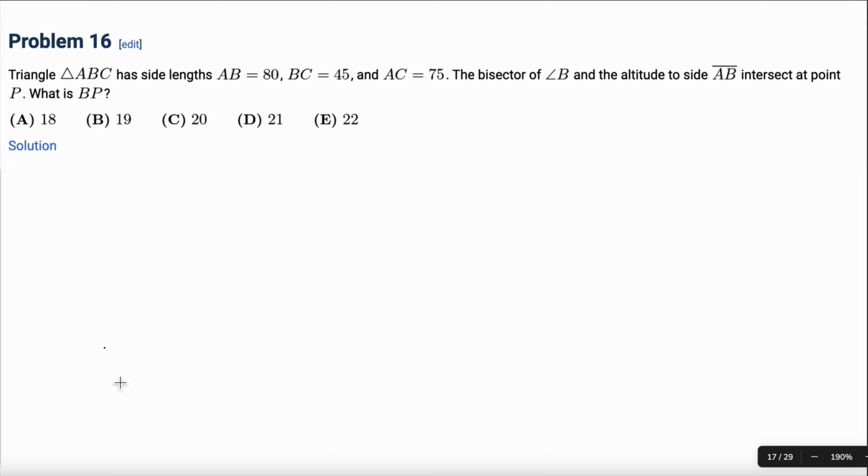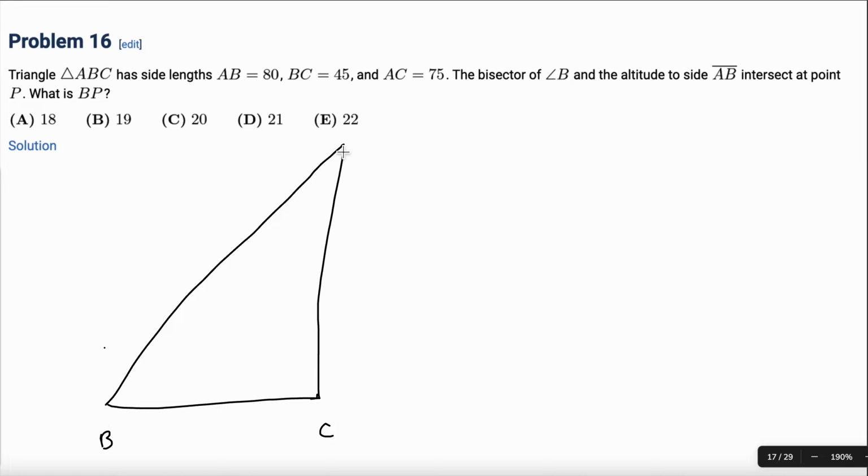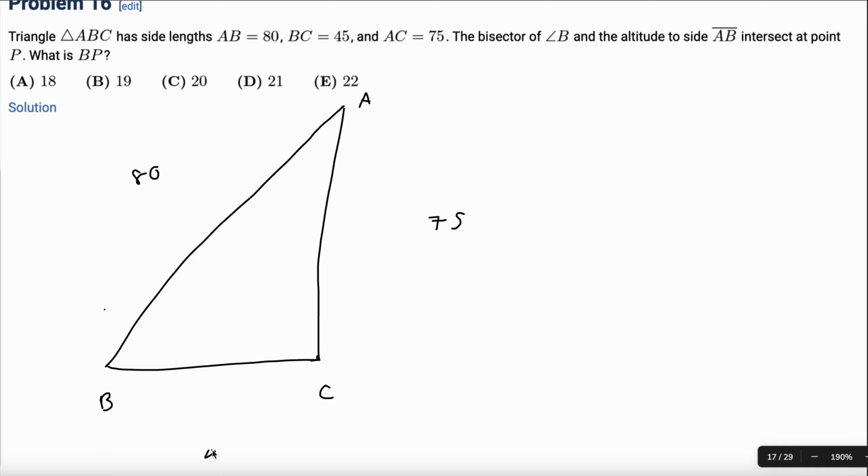That's not even a straight line. I'll try to draw a straight line. It's here. This is going to be BC here, so we know that's going to be 45. We're going to have some point A, and it's going to look something like this. It's about as best as I can do. This is going to be 75, it's AC, this is 80, and this is going to be 45.